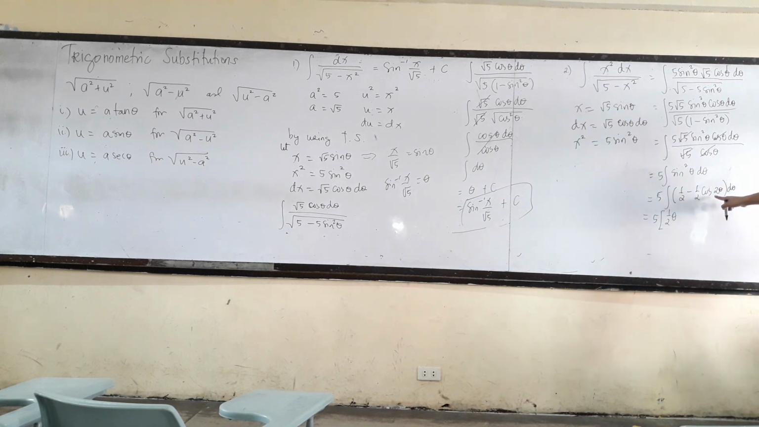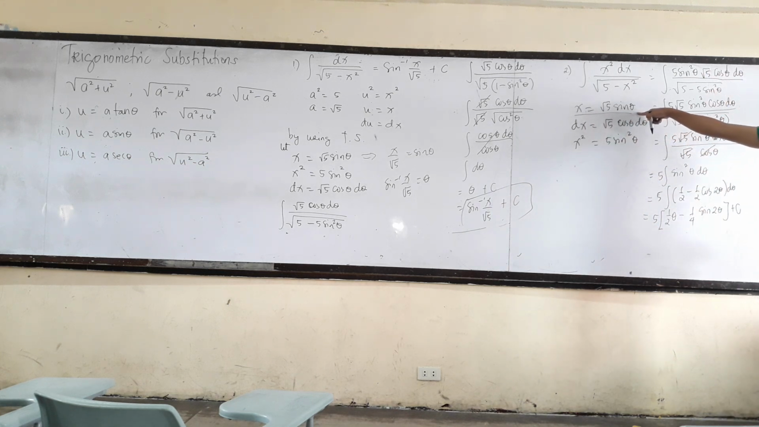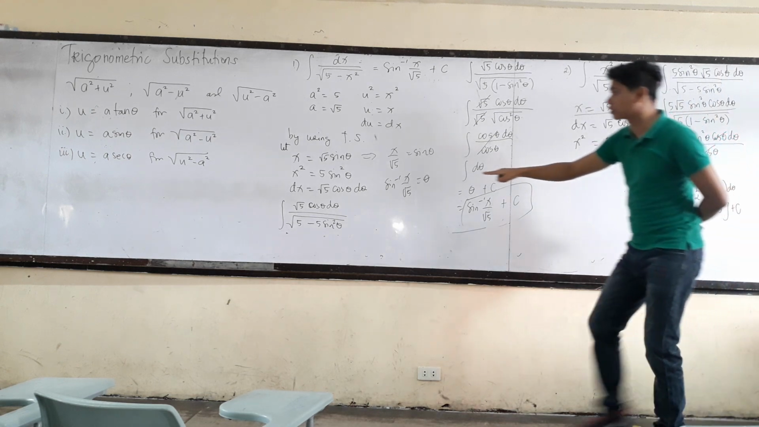You are left to integrate: 5 times 1/2 theta. Then what about this one? Minus, the integral of cosine is sine 2 theta. This is 1/2, so you get the reciprocal of this: 1/2 times 1/2, 1/4. It will become 1/4, plus C. And then the only thing left to do is to introduce 5 to each term here. And then we will be writing it back to the original variable by using this equivalence. And do not forget to draw your triangle.